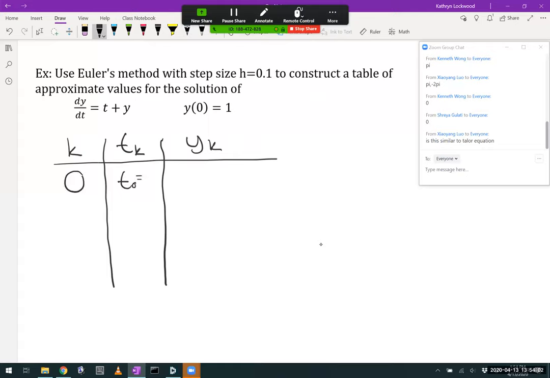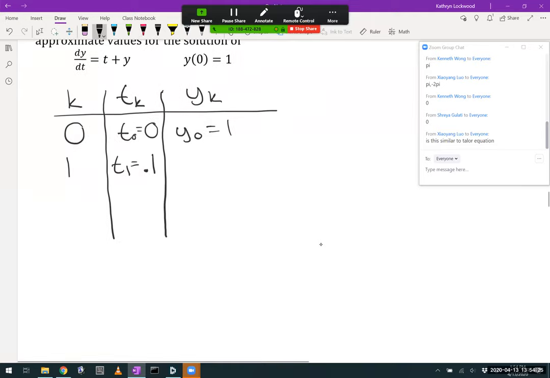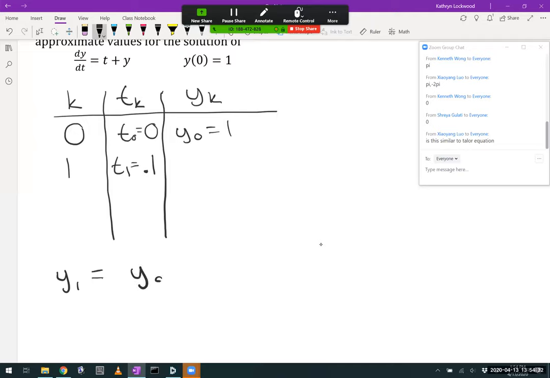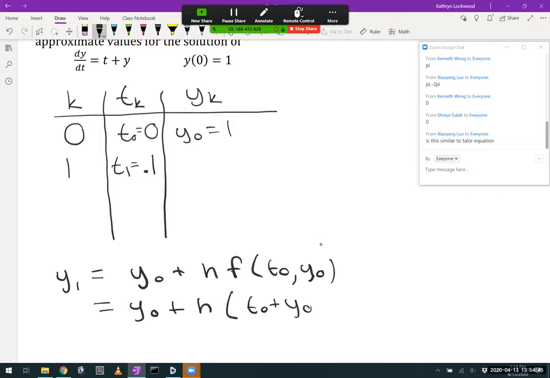Starting with time 0, t naught is equal to 0, since the initial condition is at y of 0, and y naught is equal to 1, again given by the initial condition. Now let's go one step later. We're going to stop at t1 equal to 0.1, t naught plus the step size. Now we're going to have to do a little bit of work to get y1. y1 is equal to y0 plus h times f of t0, y0, where f of t0, y0 is the sum, t0 plus y0. That's coming from the differential equation.